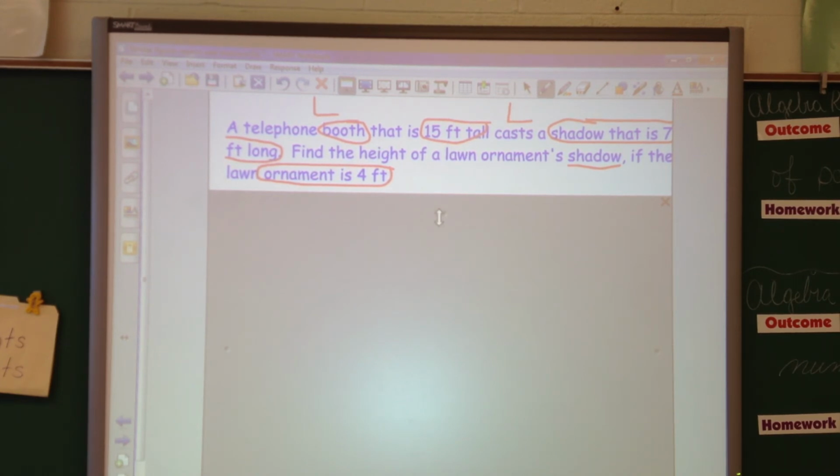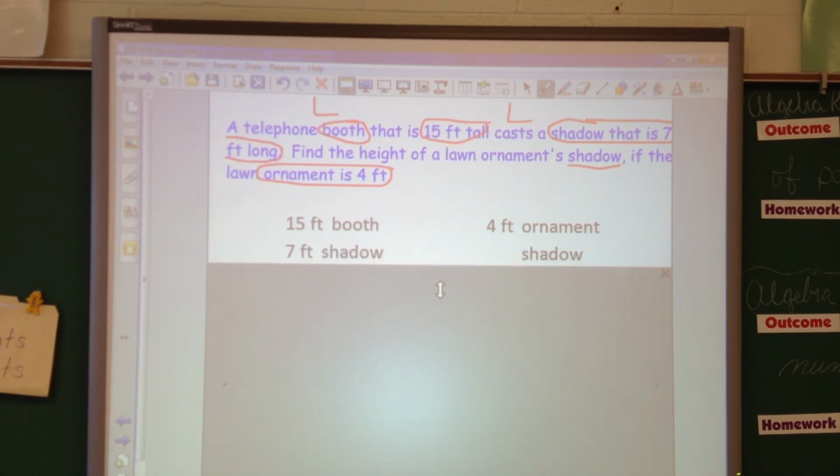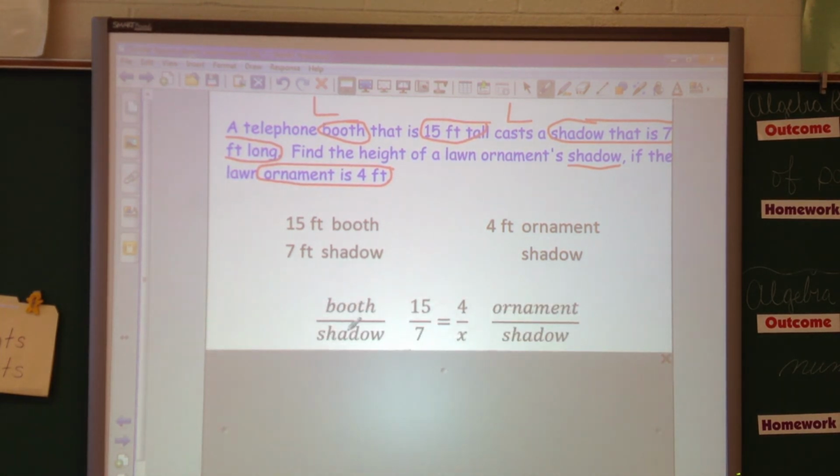I'm going to use a proportion like we did yesterday to solve this problem. So I've got my 15-foot booth, my 4-foot ornament. My 15-foot booth has a 7-foot shadow, and I don't know the shadow of my ornament. I'm going to write those as a ratio and make it into a proportion. Booth over its shadow, 15 over 7. Ornament over its shadow, 4 over x.